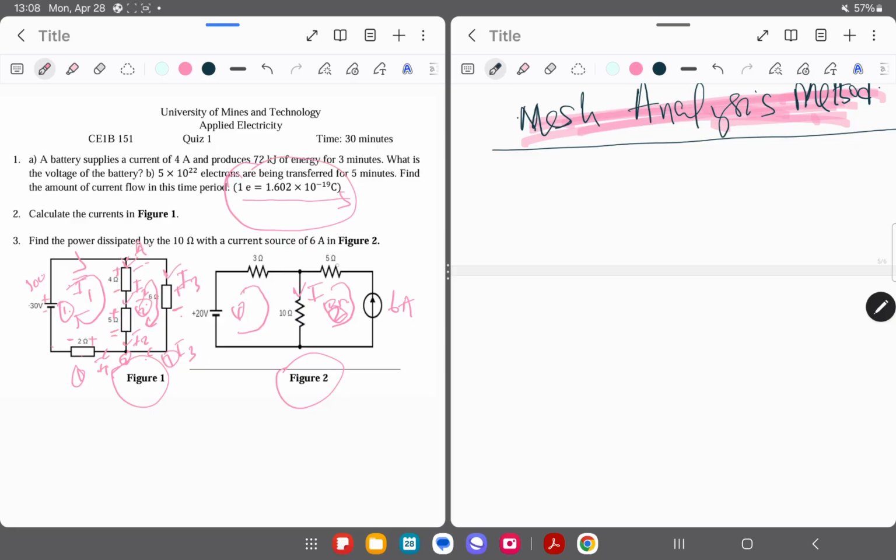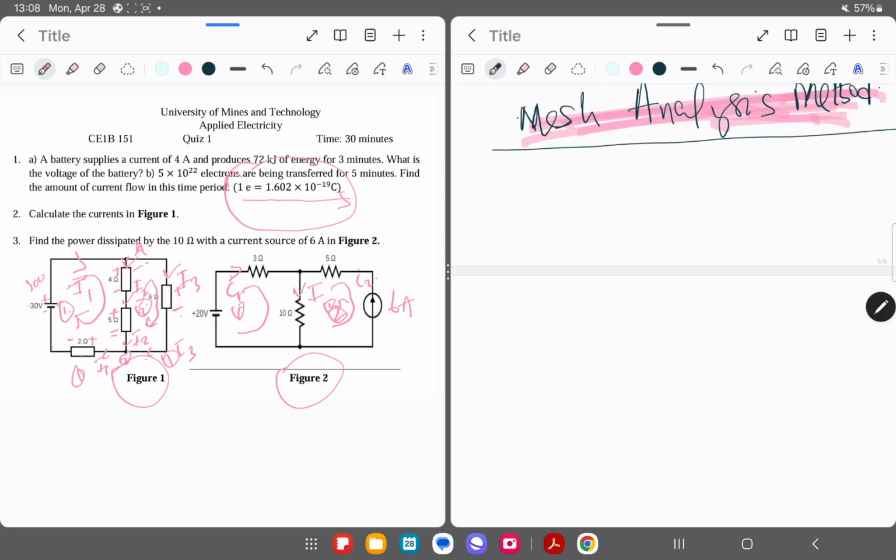So for the first loop, you assign a current to it. For loop 1, I'm going to have I1, and for loop 2, I will label I2. Now I indicate the direction of the current. For loop 1, because I have a voltage source here which is minus positive, I'm going to have the current flow going this way, clockwise. For loop 1, I have 3 ohms and 10 ohms within that loop.